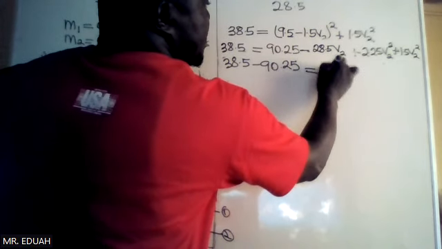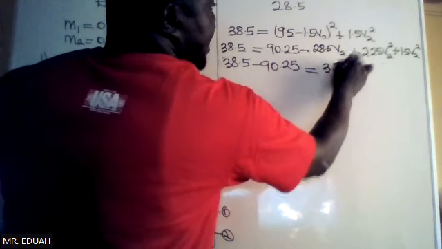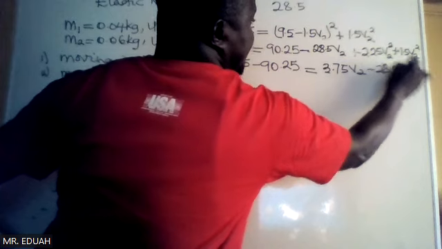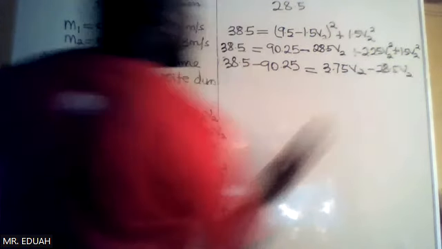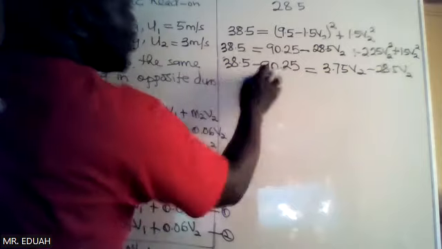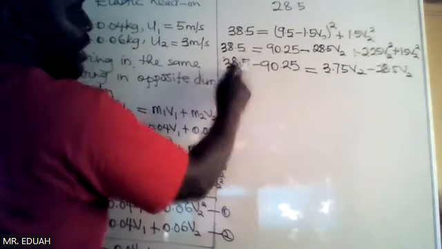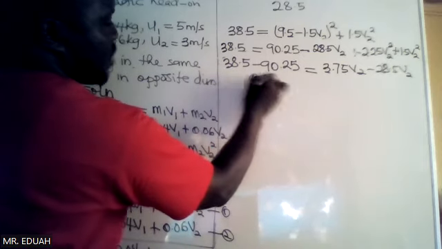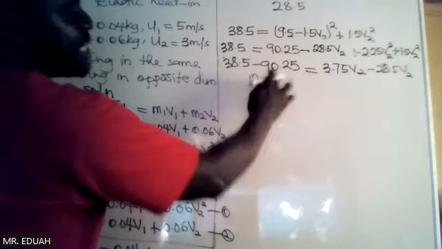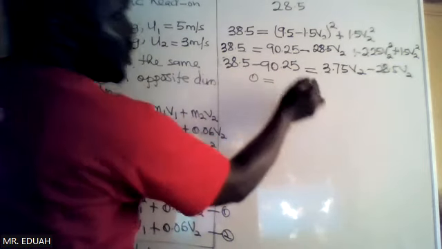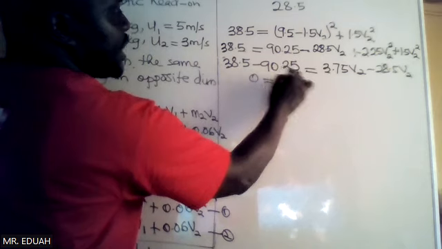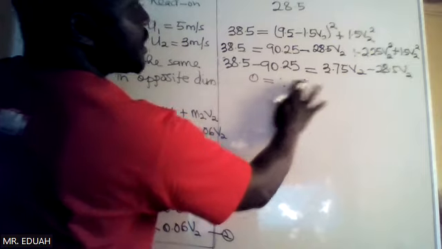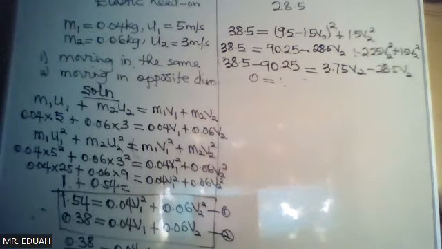So 3.75 V2 minus 28.5 V2. Okay. Now here I want to equate everything to 0. That is why earlier I was transferring everything, equating this to 0, knowing that this will give me negative. When you cross it, it will be positive. So I have 3.75. Okay, let me bring this first.